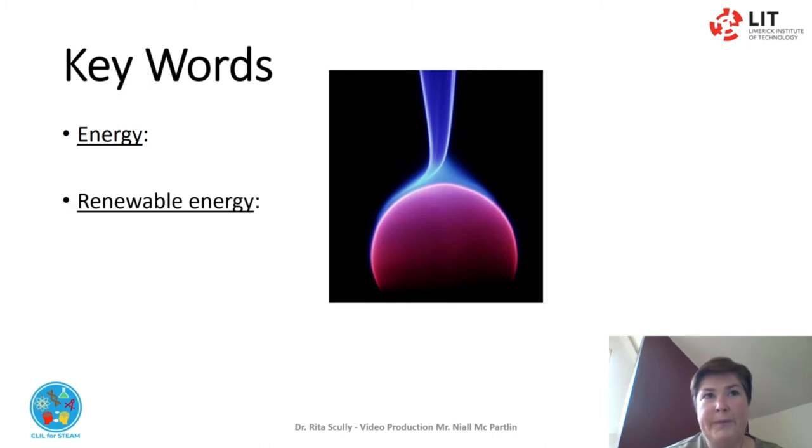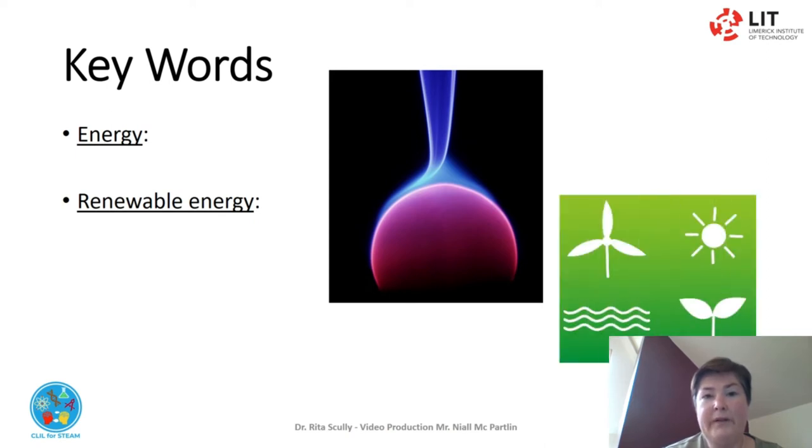Renewable energy. They never run out. In most cases, these resources are replaced as quickly as they are used. Examples would be wind, hydro, geothermal, and solar. Non-renewable energies. These are used faster than they can be replaced, like oil, gas, and peat.